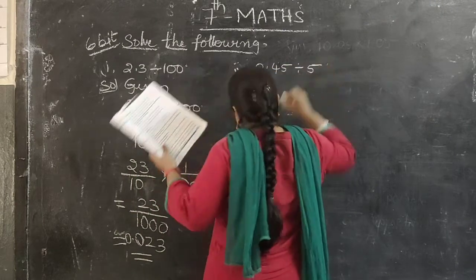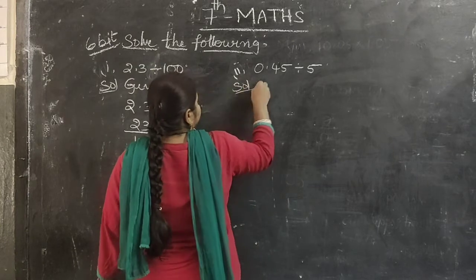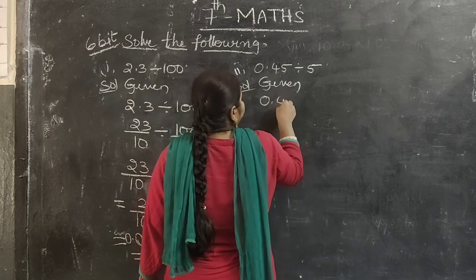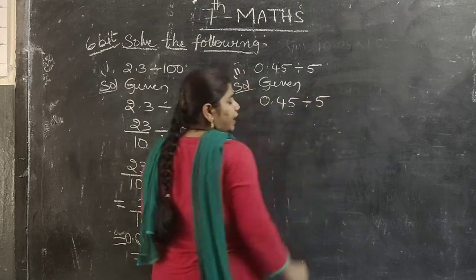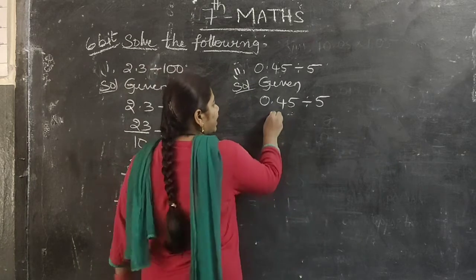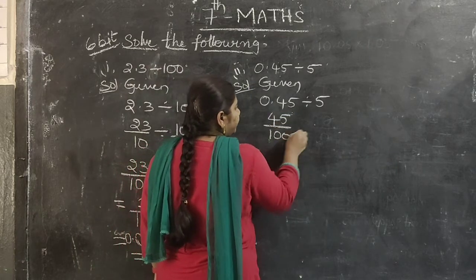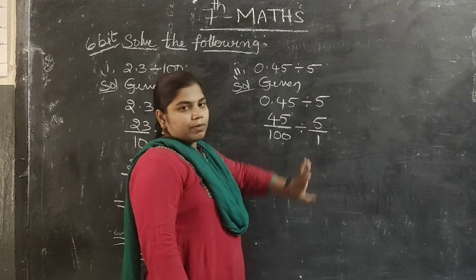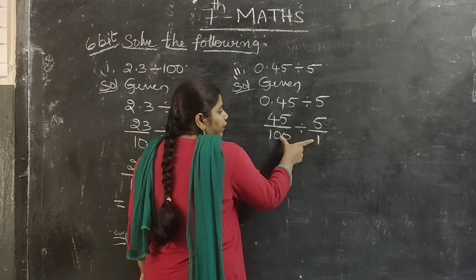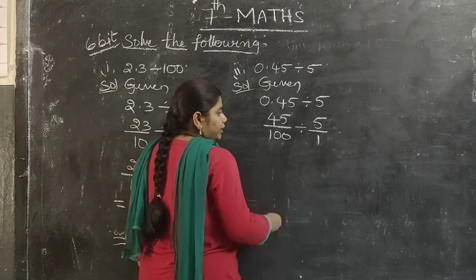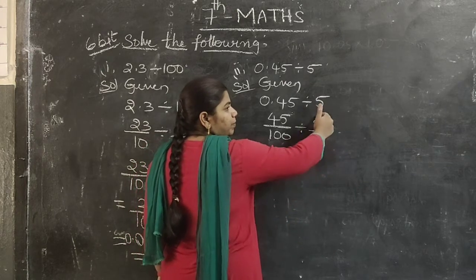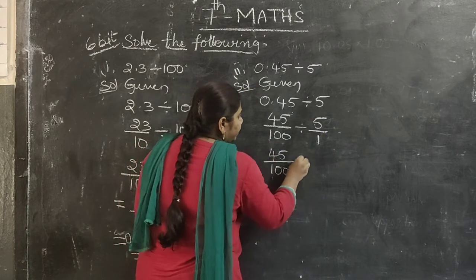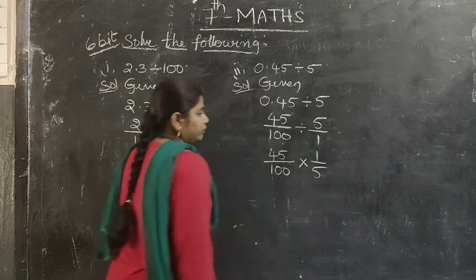Second one, 0.45 divided by 5. In this case, after the point we have two digits. So we can write 0.45 as 45 by 100 divided by 5 by 1, because the denominator value is not there, so I take it as 5 by 1. Now how to divide two fractional numbers? Division will be converted into multiplication and the second term, that is 5 by 1, will be flipped, the reciprocal. That is 45 by 100 into 1 by 5.